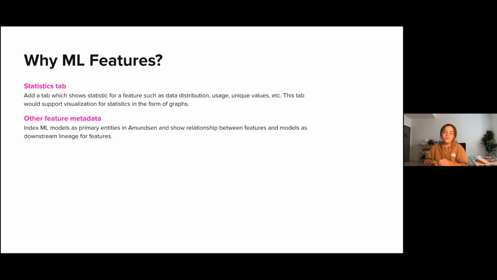And we are also interested in indexing other feature metadata and entities, including machine learning models. That's work that still needs to be scoped out, but it was also the next logical step and highly requested. So make those primary entities in Amundsen and then show the relationship between features and models as downstream lineage. So you can show what models are using which features. And yeah, that's basically it for future plans right now.